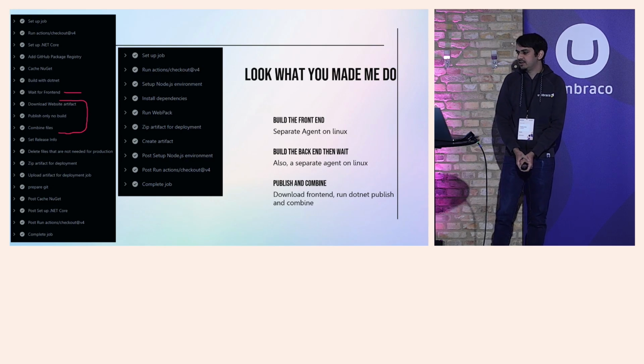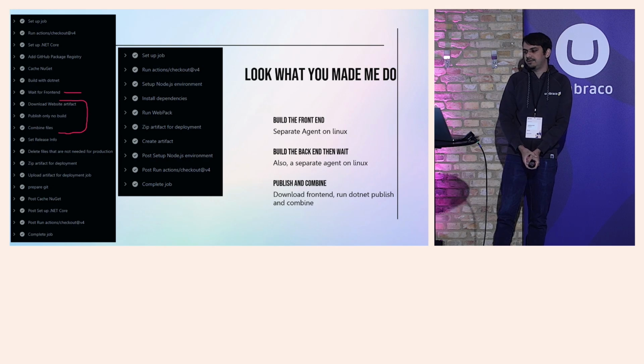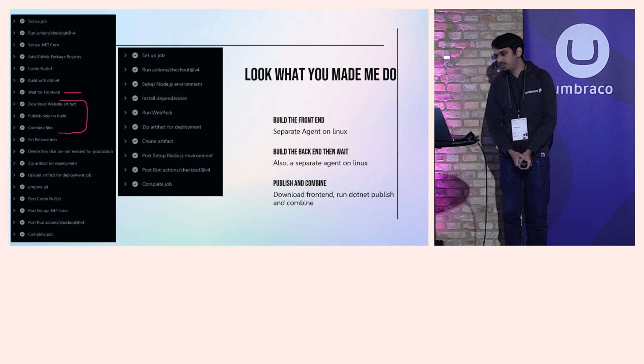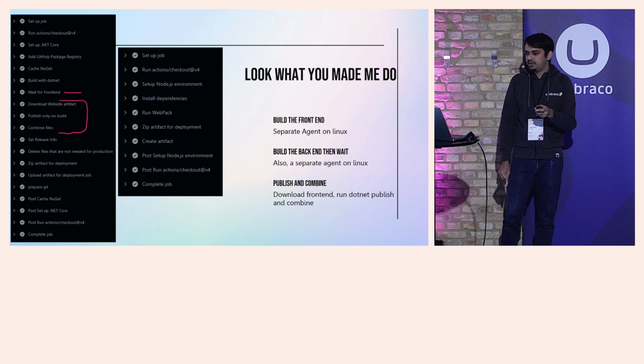Typically there's no wait with a front-end build because it will usually finish before the .NET build is done. So in this case, we download our compiled front-end artifact from the other job, and then overwrite the wwwroot folder that was produced from .NET Publish.